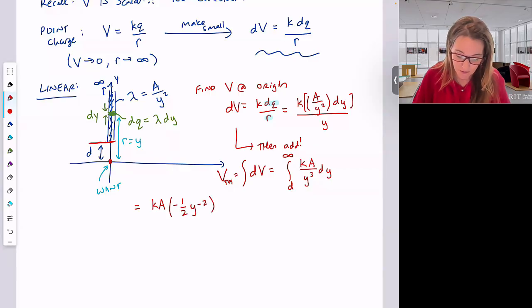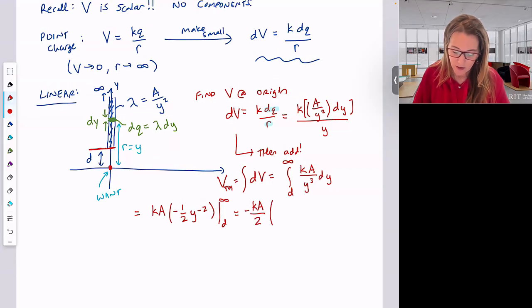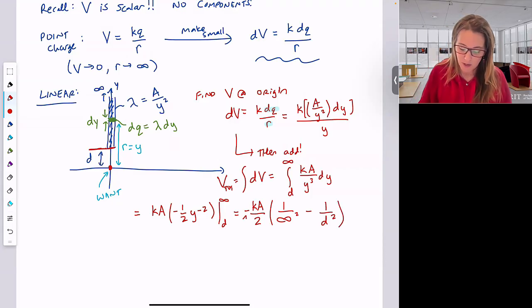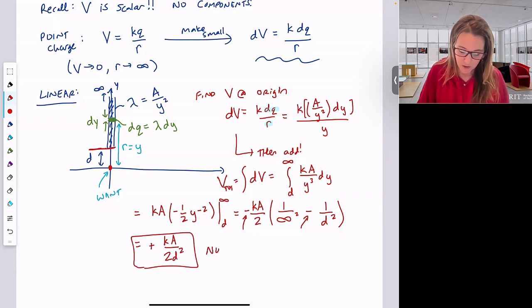And then that's going to be evaluated from d to infinity. So I can write this out as Ka over 2, and then negative out front, and then 1 over, and then this is infinity squared essentially, and then minus 1 over d squared. So we can now see that my two negative signs can combine and I get a positive potential, which is Ka over 2d squared. There's no direction associated with it.